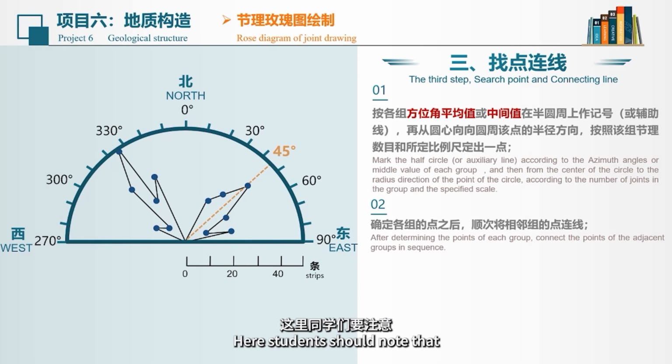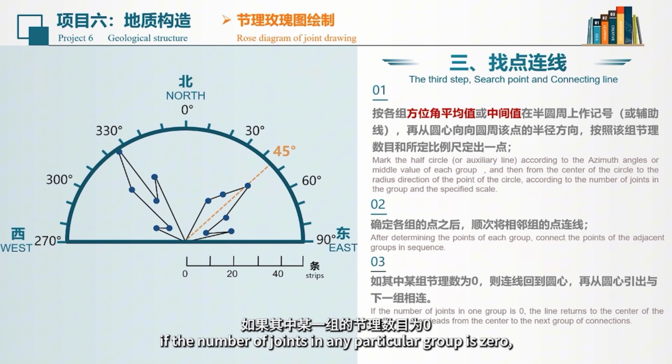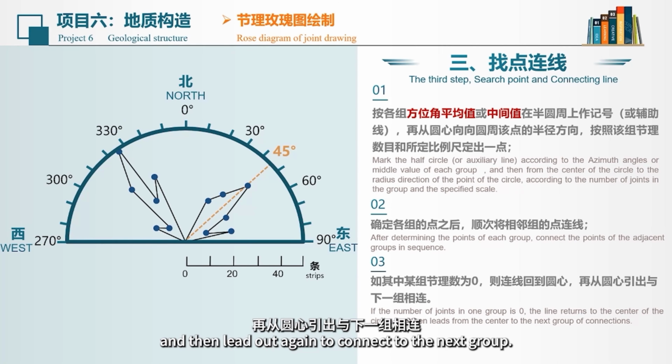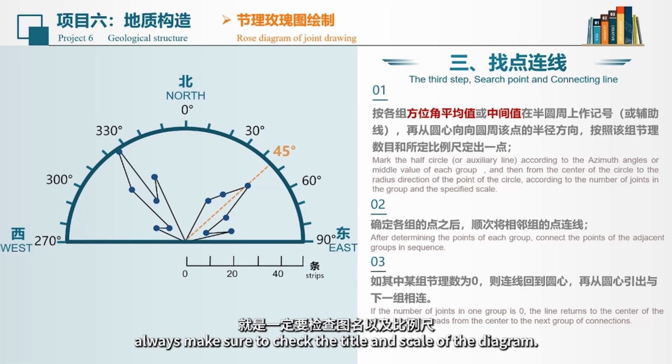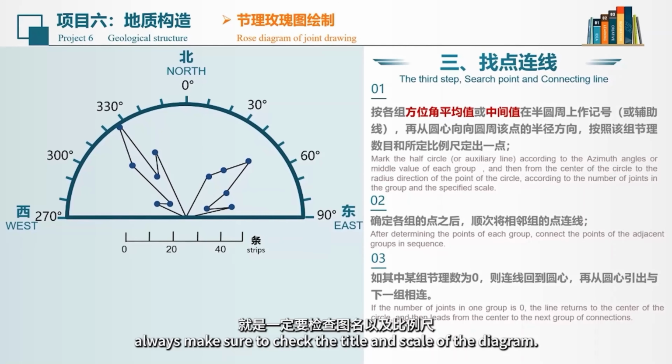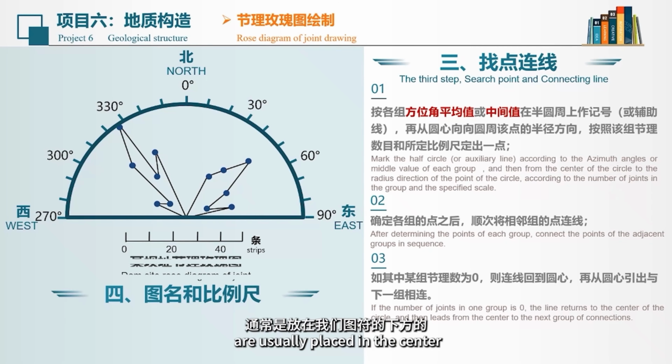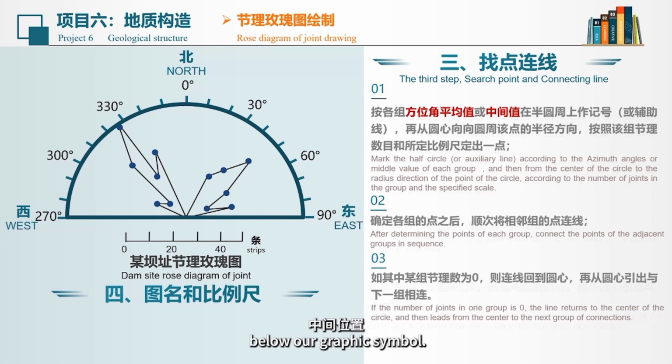Here students should note that if the number of joints in any particular group is 0, the line must return to the center of the circle, and then lead out again to connect to the next group. Finally, always make sure to check the title and scale of the diagram. The title and scale are usually placed in the center, below our graphic symbol.